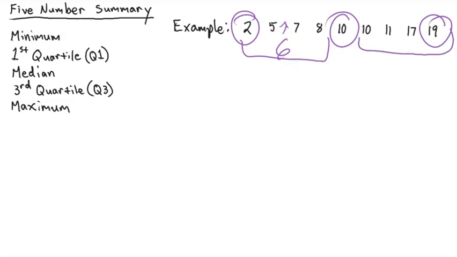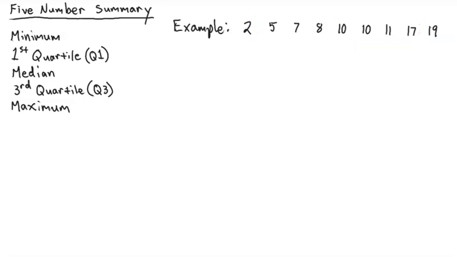And then halfway between the top half is halfway between 11 and 17, which is going to be 14. Okay, so quartile 3 is 14. So in this case, the five-number summary is 2, 6, 10, 14, and 19. Okay, so that's the basic idea of a five-number summary, is that we're splitting the data set up basically into 4 groups, and then identifying the 5 numbers that sort of surround those 4 groups.